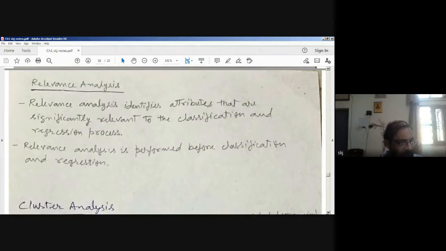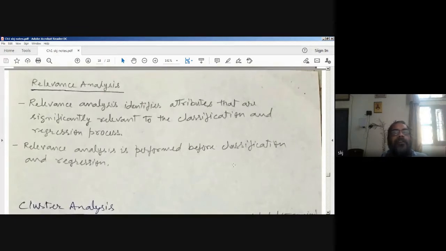When we have to develop a classification model and a regression model, we need to think about which attributes we should take into account. Which attributes are relevant that we should consider in developing the model? That is called relevance analysis. Relevance analysis is performed before classification and regression. So naturally, when we have to develop a classification model, the first action will be to decide which attributes are relevant.